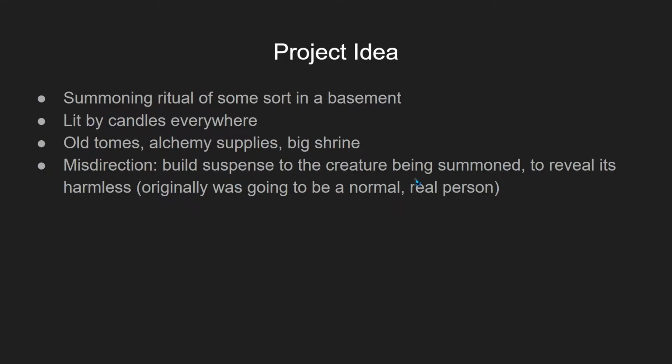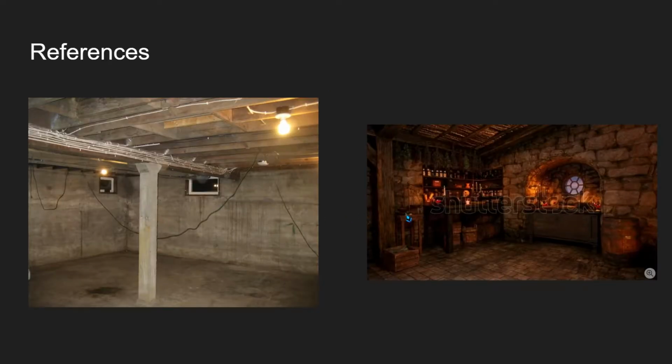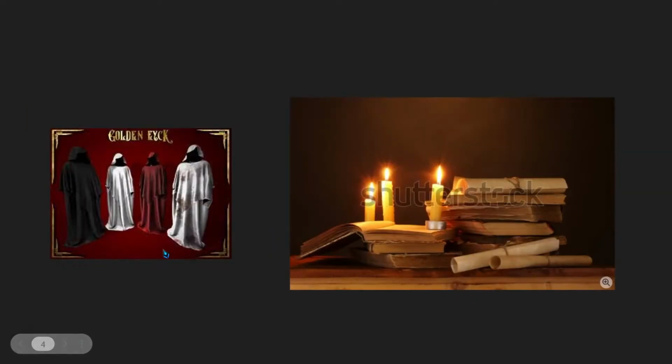The idea originally was to have the misdirection aspect: it's very suspenseful, it's creepy, they're going to summon something, and then we were going to use VR stuff to make it just a normal guy. So when pivoting to using a model, I wanted to find a way to keep that misdirection in there, which I think we ended up doing successfully. These are the kind of references we were working with, just normal basement stuff, with little nook workplaces for the alchemy things they're doing, books and scrolls and cultists and all kinds of fun stuff.